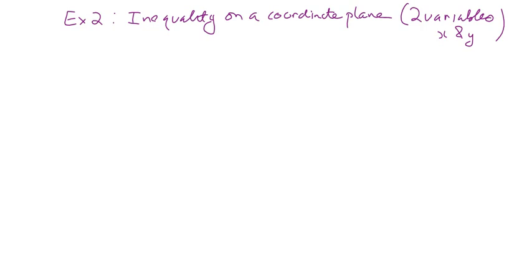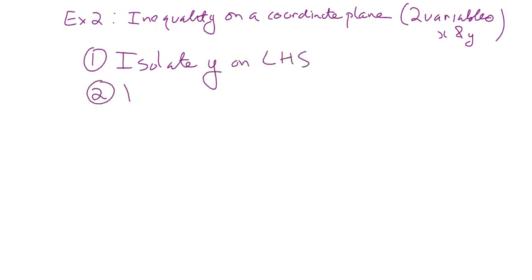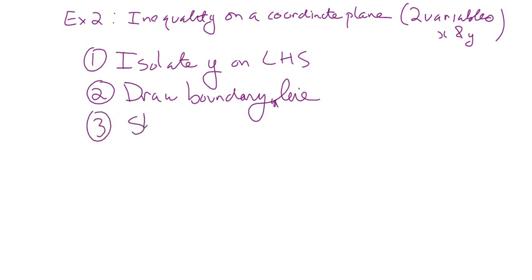If it's less than, it'll be the region below the line. If it's greater than, it'll be the region above the line, right? Because in that region, all of the y values will be greater than any value on that line. Okay, so this process: isolate the y, draw a boundary line, and shade. So isolate y on the left-hand side. Draw boundary lines. Shade. Okay, so we're going to get an inequality and isolate it so that y is on the left-hand side by itself. Left-hand side, LHS.